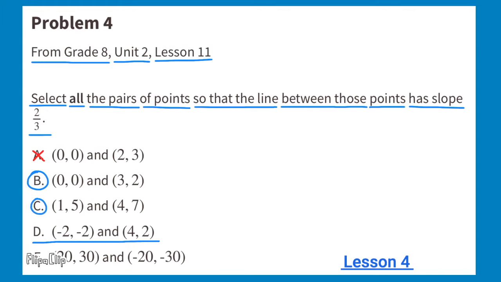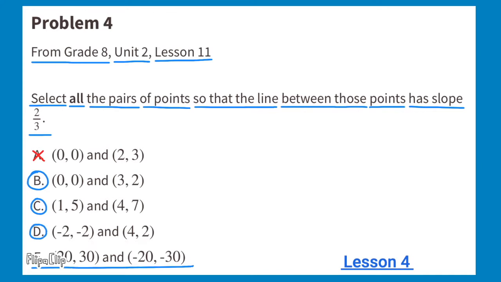C qualifies. D. (-2, -2) and (4, 2). 2 and the opposite of -2, and 4 and the opposite of -2. So that would be 2 plus 2 and 4 plus 2. That would be 4/6, and that could be simplified or reduced to 2/3. So this one also qualifies.